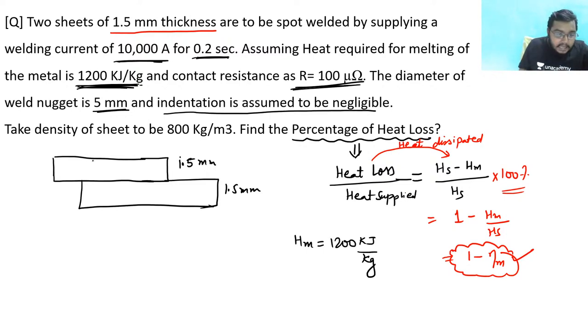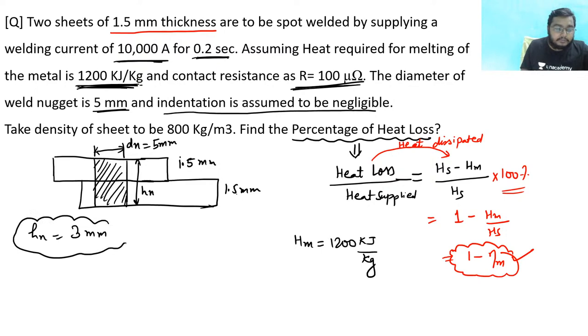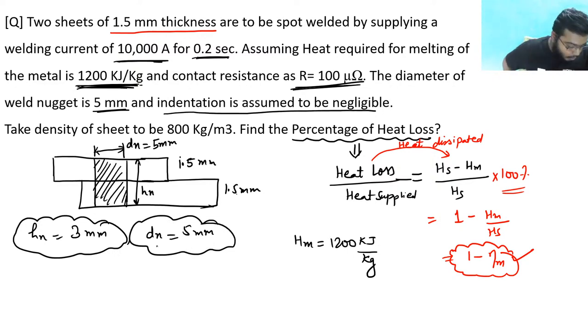Now see, indentation is assumed to be negligible. So can I say that I will get a weld nugget like this, and in this weld nugget the diameter will be 5 mm. Since indentation is negligible, the height of the nugget will be 1.5 plus 1.5, is it 3 mm? So you have got the height of the nugget and the diameter of the nugget, that is 5 mm, and from this you can find the answer. 97.17. Asis, I think you have committed some mistakes.